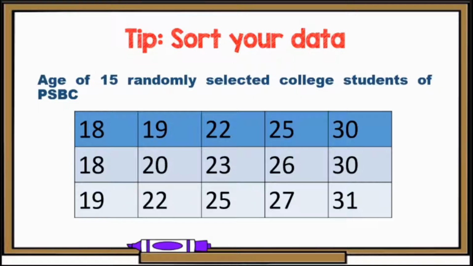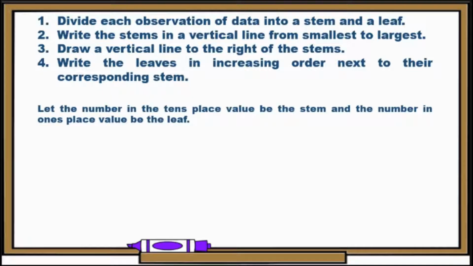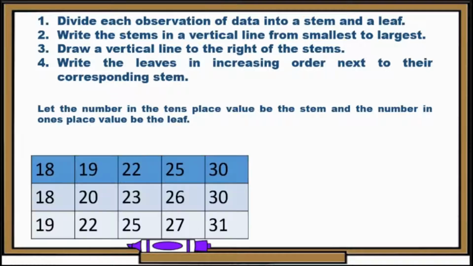So for the age of 15 randomly selected college students of PSBC, this is the sorted data from lowest to highest. You will start with 18 and you will end with 31. Now let us review the steps again. Now, let the number in the tens place value be the stem and the number in the ones place value be the leaf. As I've said earlier, the last digit will always be the leaf and the remaining digits will be the stem. So how are we going to construct the stem and leaf plot?